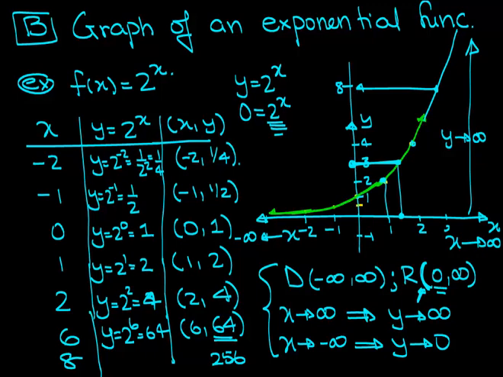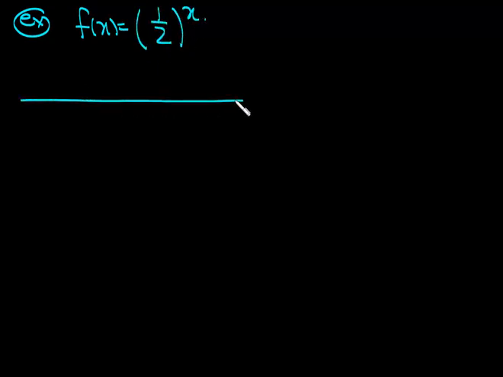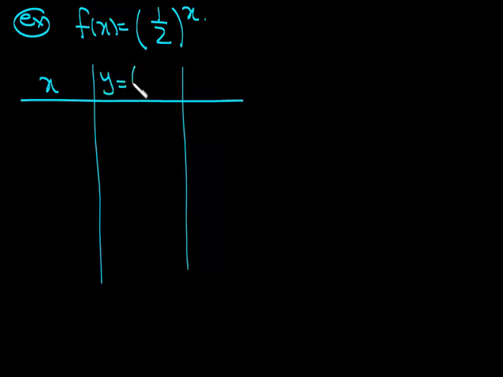Okay, let's go ahead and take a look at another exponential graph. Let's say I have f of x is equal to 1/2 to the x. Okay, here's my x, my y, and my point x and y. So let's just pick the same values again and see what happens.